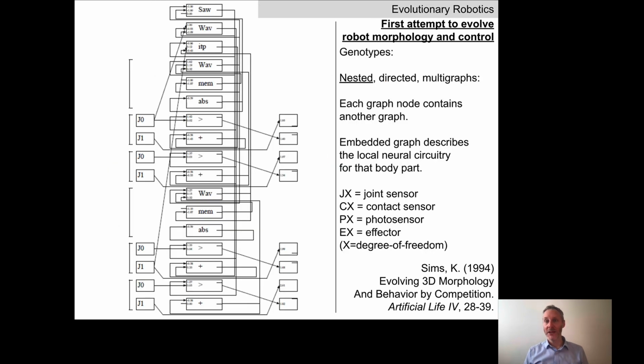Okay, that's a lot of information. Any questions about the genotype, phenotype, or genotype to phenotype mapping before we move on?